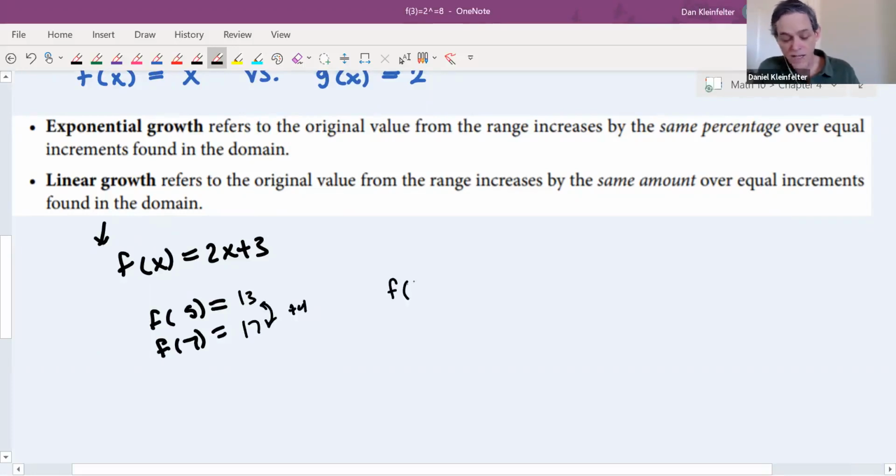If you take f of any other two numbers, f of 102, and we'll make those 2 units apart, so f of 104.